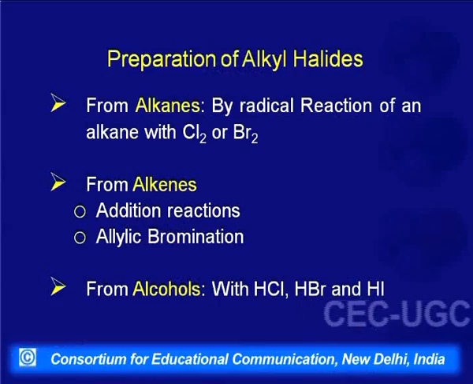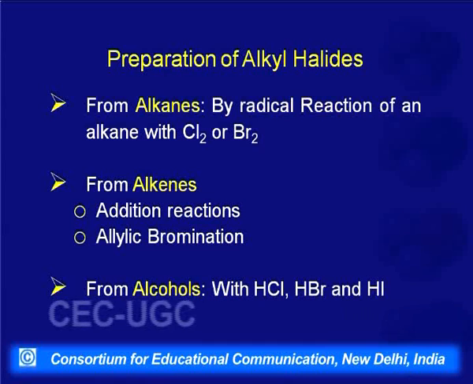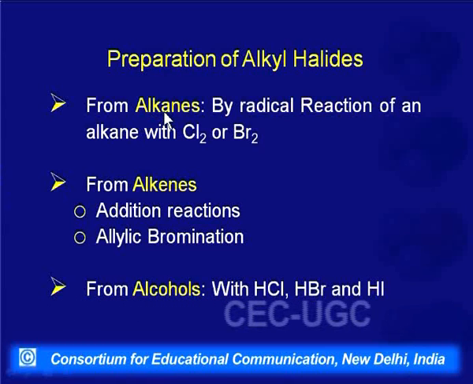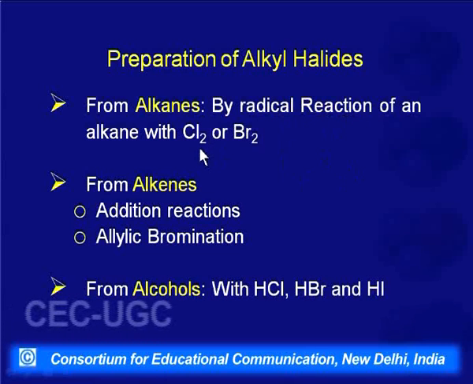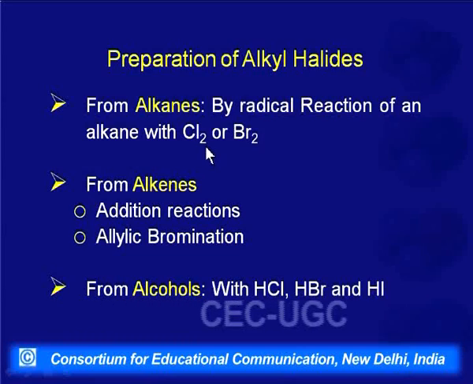So the first method by which we can prepare them is from alkanes. Alkanes are the saturated hydrocarbons in organic compounds, and from alkanes we prepare alkyl halides by radical reaction of an alkane with any halogen for that matter, but the most reactive being chlorine and bromine. So most of the times you will find that this radical reaction goes with chlorine and bromine.